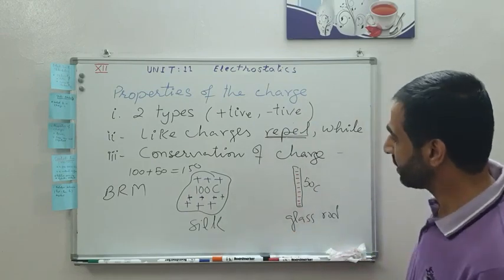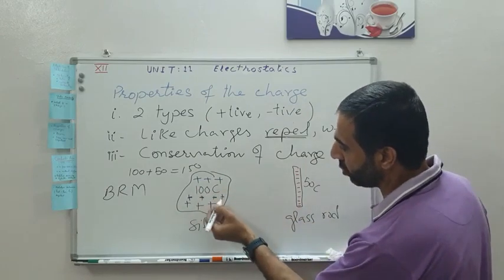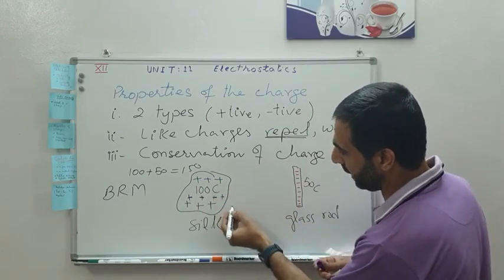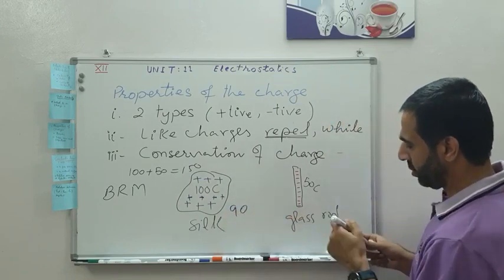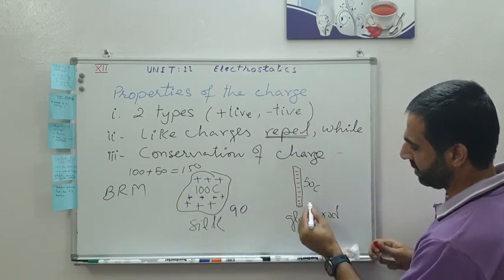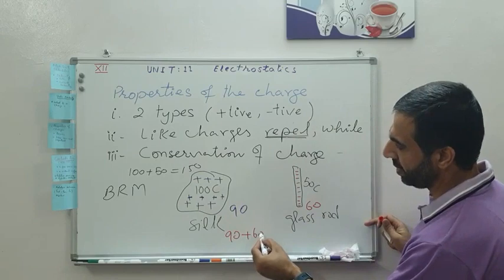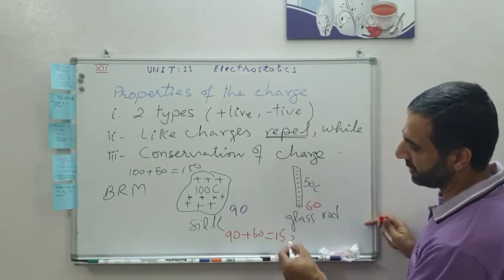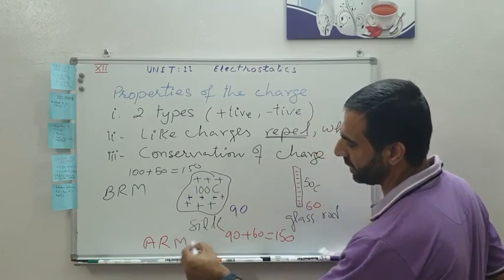So what happens? This loses, so here you are now left with 90, but here you are left with what? You are left with 60. And when you add 90 plus 60, what is the answer? The answer is again 150. This is after you rub the materials together.